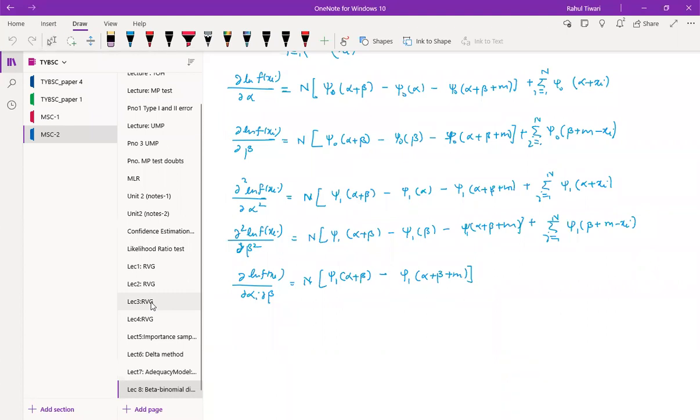Once you have obtained these derivatives, the next task is to get the estimator. How to get this estimator, we have not yet obtained. So you can do one thing.